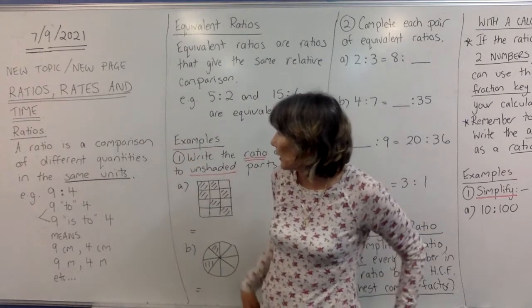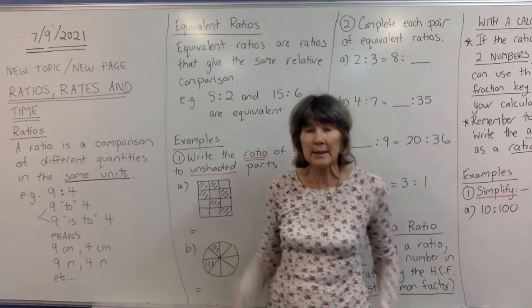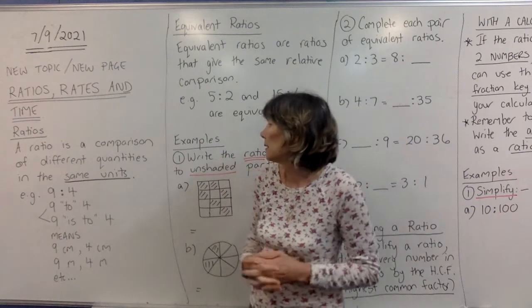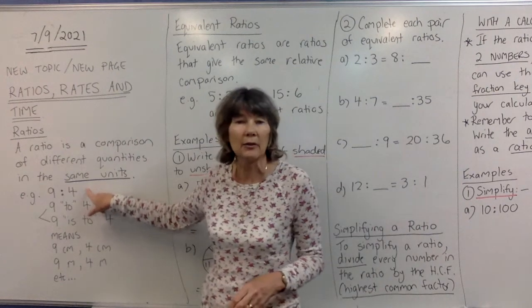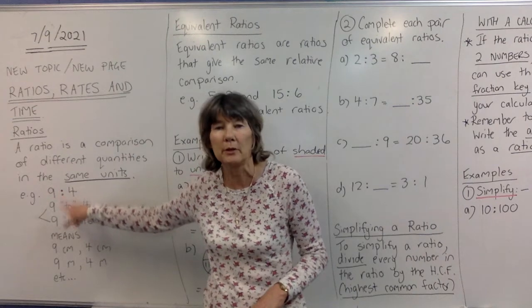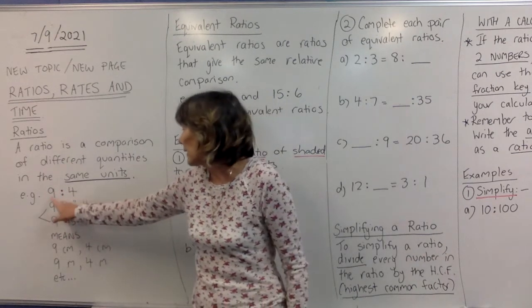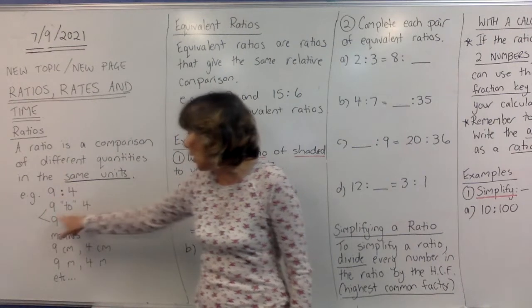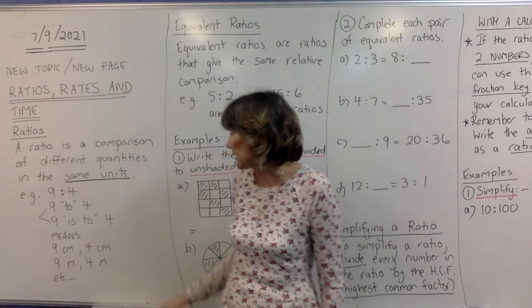So working on our ratios. A ratio is a comparison of different quantities, so you'll have different numbers in the same units. For instance, you might get given a ratio which looks like this. It's got this colon in the middle of the two numbers, or there might be more than two numbers, and the way you read it is 9 to 4 or 9 is to 4. Okay, that's how we read it.